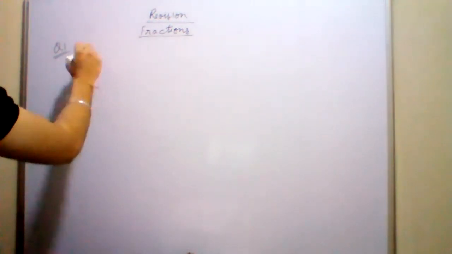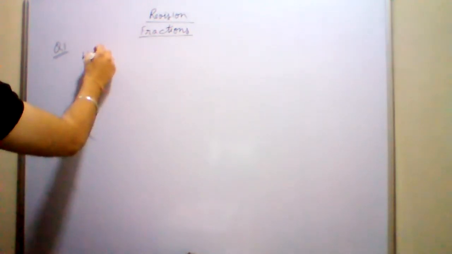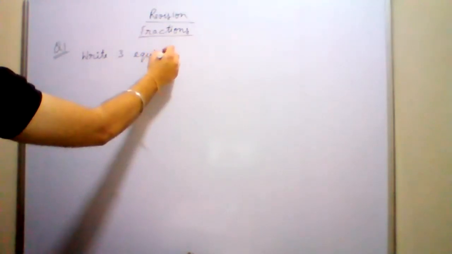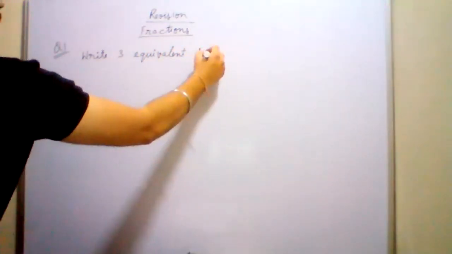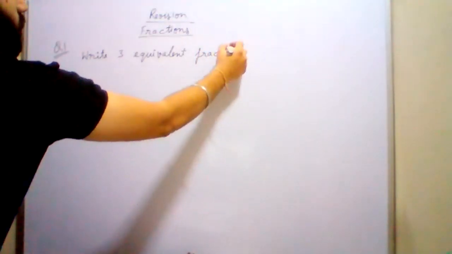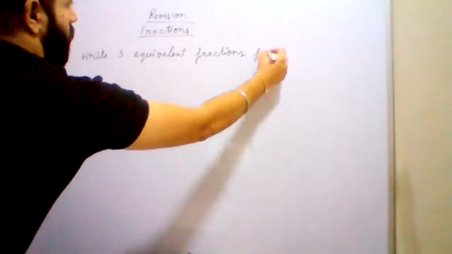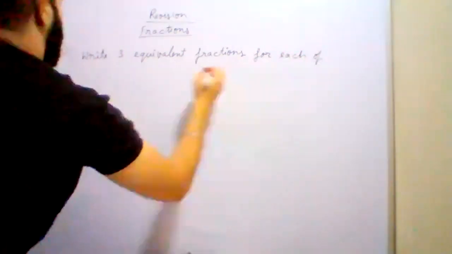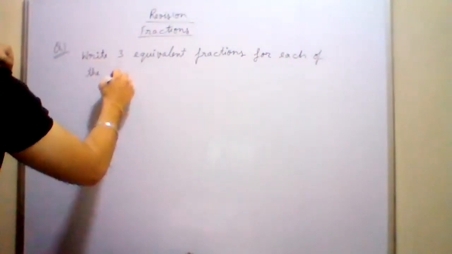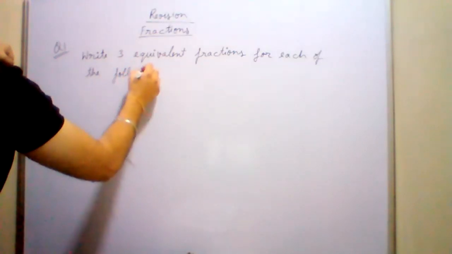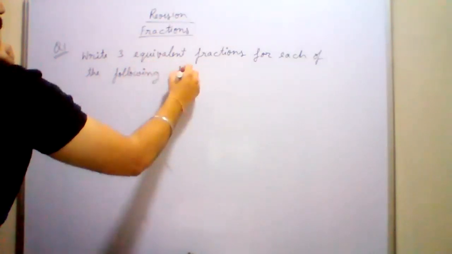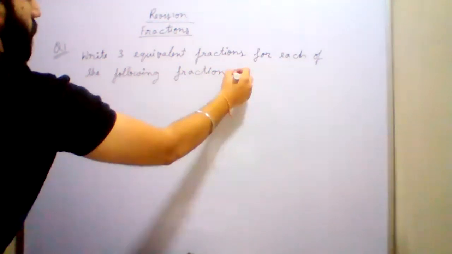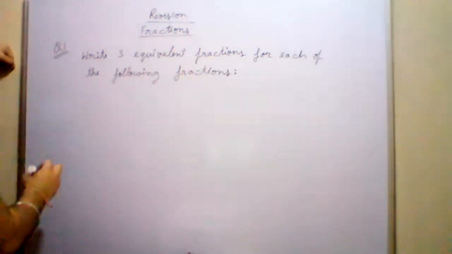The question is: write three equivalent fractions for each of the following fractions. Write three equivalent fractions for each of the following fractions. So this question has three parts.